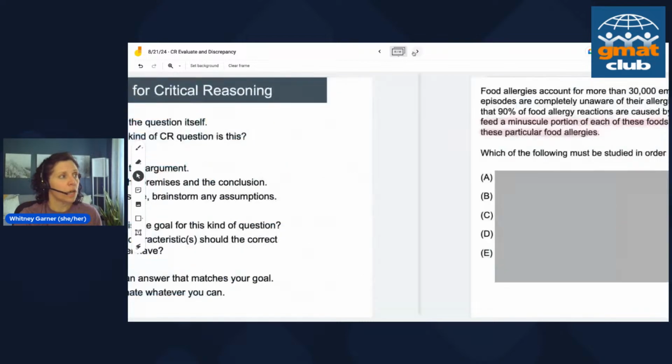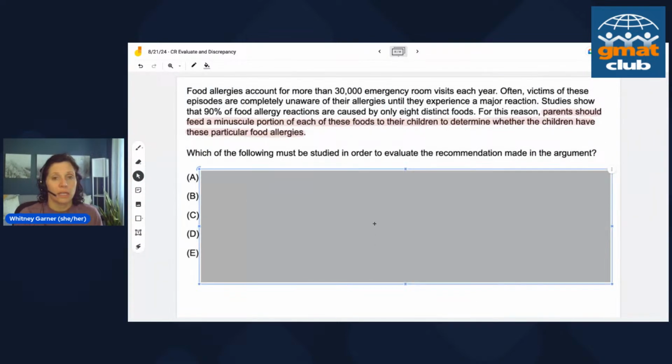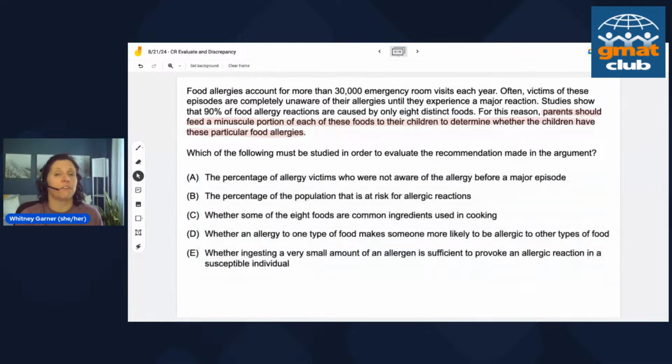Okay. So here we go. Let's take about another 15 minutes to at least try to eliminate as many choices as we can and then see what's left.